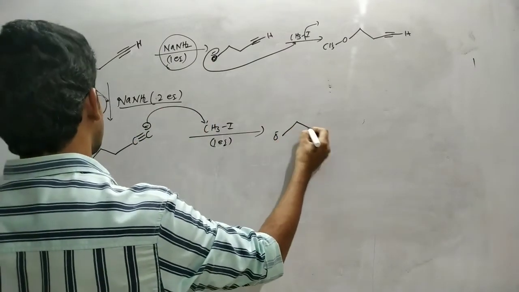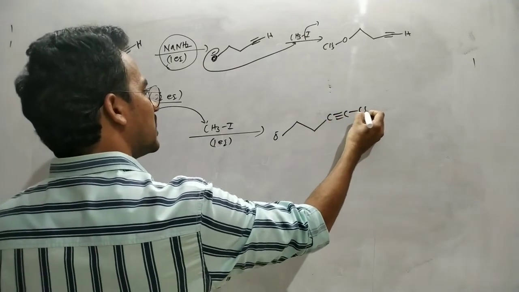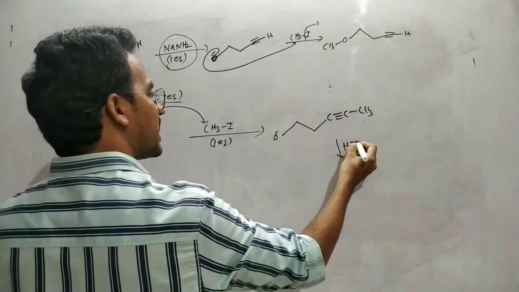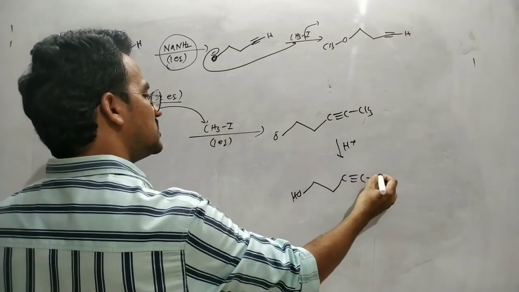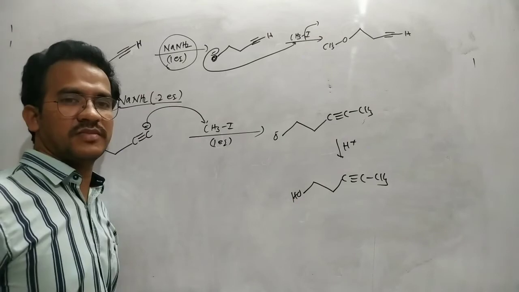So here O minus, C triple bond, CH3, and then followed by acid workup. As a result, C triple bond, CH3. That is the product. Okay, that's it.